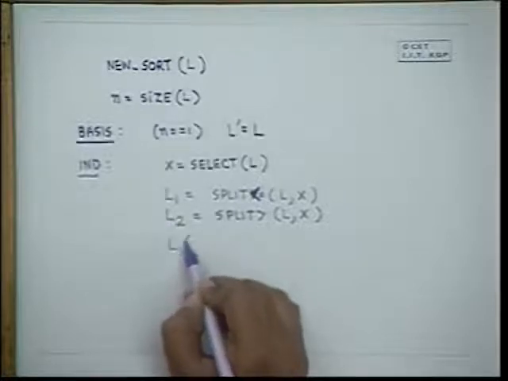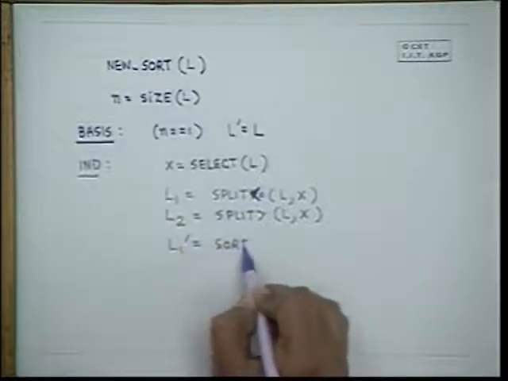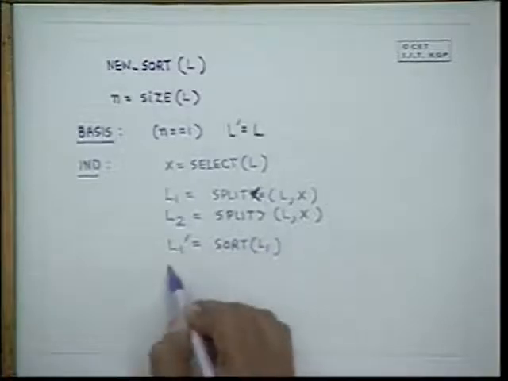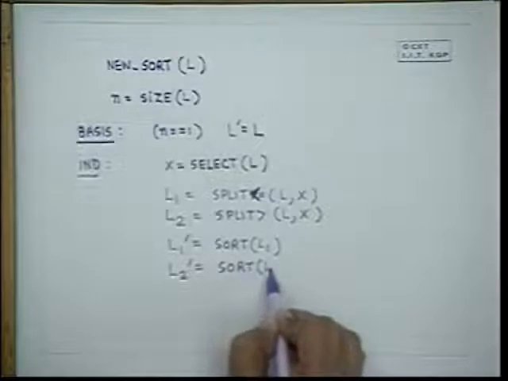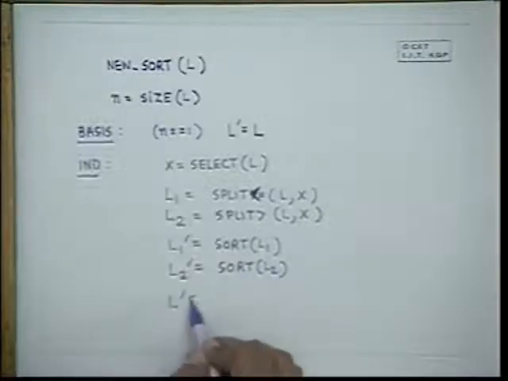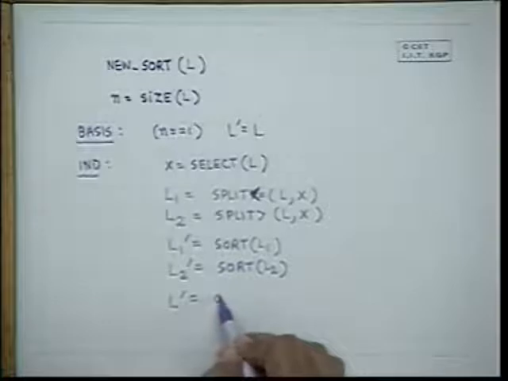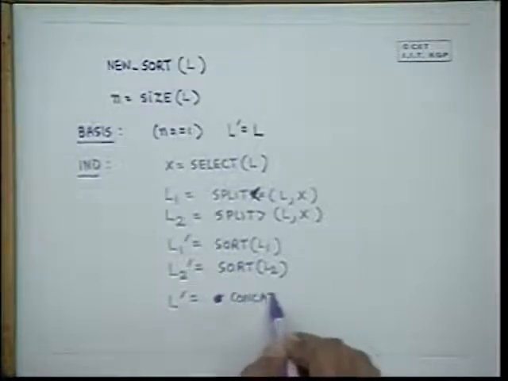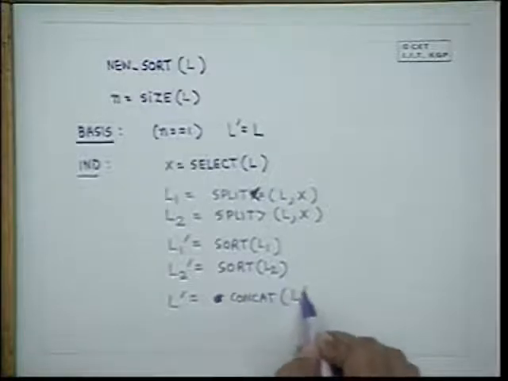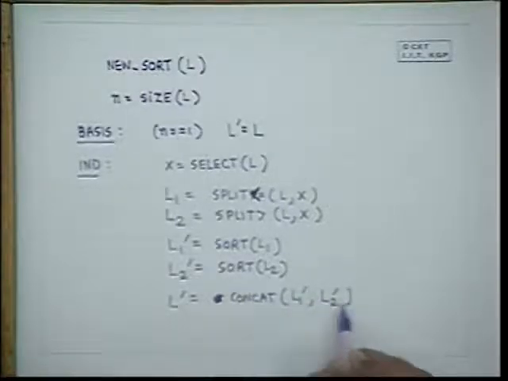And then L1 dashed is equal to sort L1, L2 dashed is equal to sort L2, and L dashed is equal to just concatenate, or join or append, whatever. We understand what we mean by this. So this is yet another way of inductively decomposing the problem.